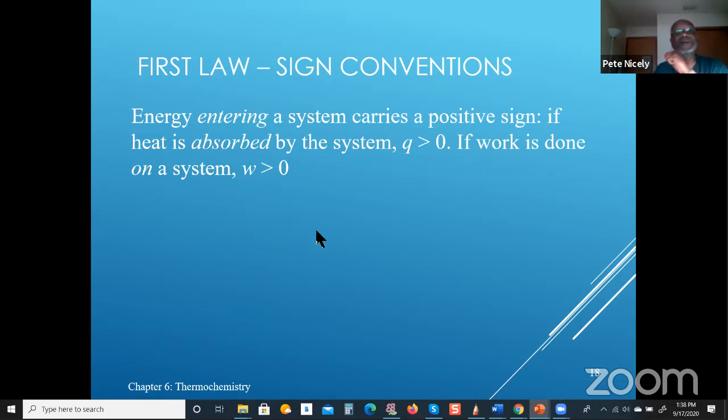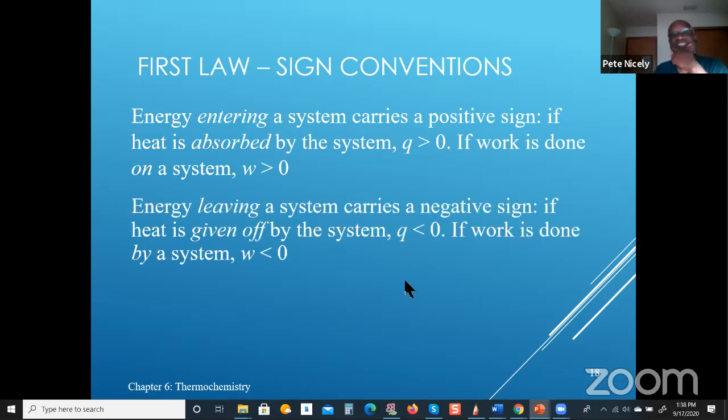Then we look at a situation where energy is leaving a system, in which case the change in energy as far as the system is concerned is negative. So if heat is given off by the system, Q is negative, and if work is done by the system, then work is negative.